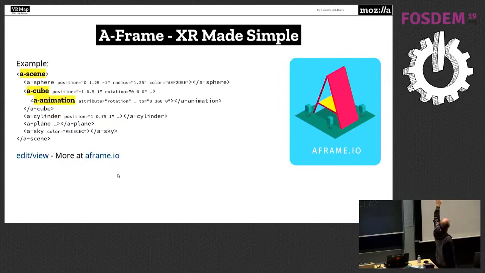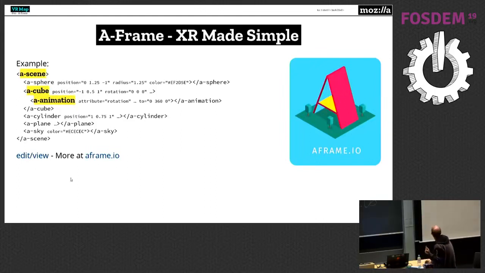For example, a sphere, a cube, a cylinder, a plane. The sky is just what you see around you. It's basically a big marble where the inside is painted with the color, or if you put src equals an image, the inside is painted with this image as a texture. And then you give it positions, rotations, and you can even do animations. So what you see in the cube here is I'm putting an animation inside the cube, and that makes the cube animated, which is really nice.